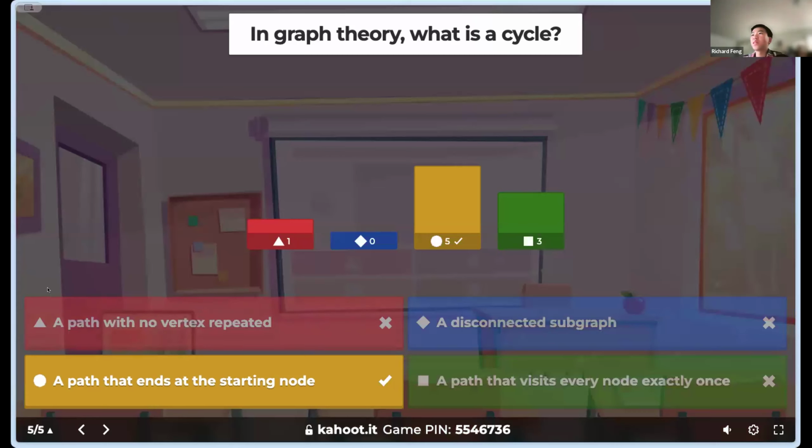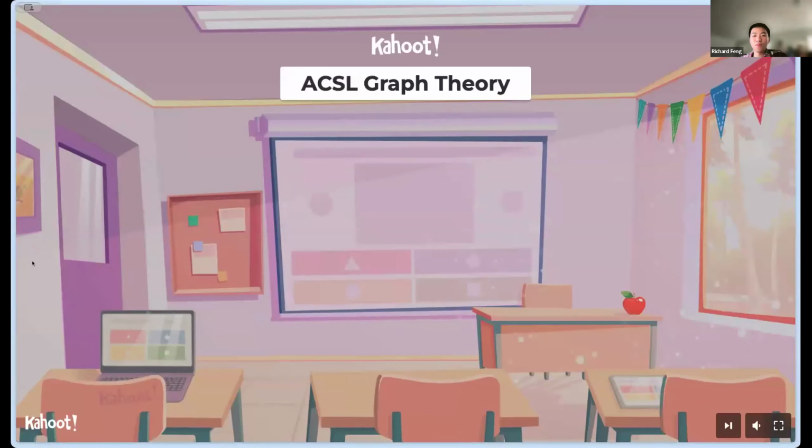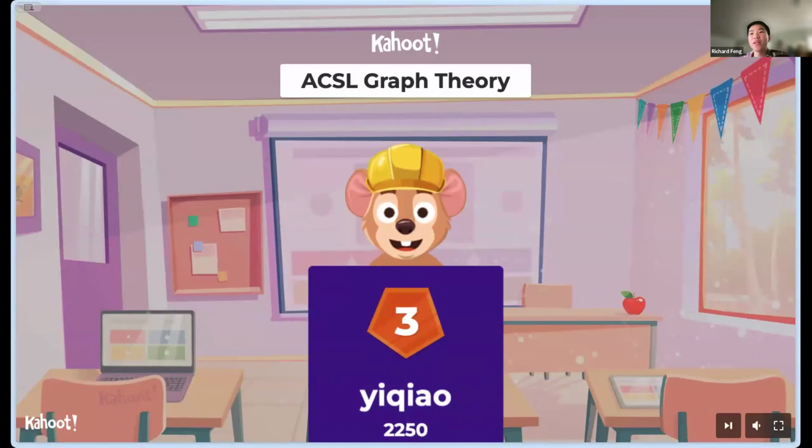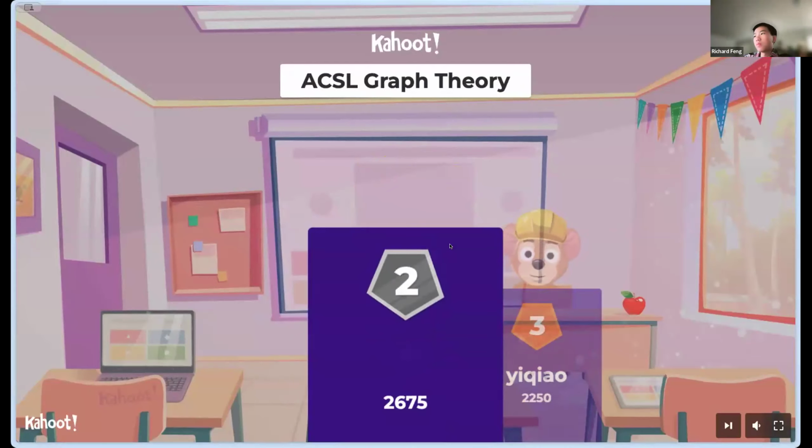Oh, okay. So a cycle is a path that ends at the starting node. A cycle, okay, so the green option choice, a path that visits every node exactly once, would be the right answer for a simple path. And a cycle is a simple path, except that the first and last nodes are the same. So yellow would be a more accurate answer. So that was a quick review, and now we're going to get into some problems.